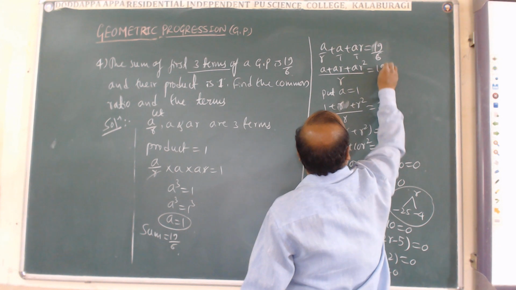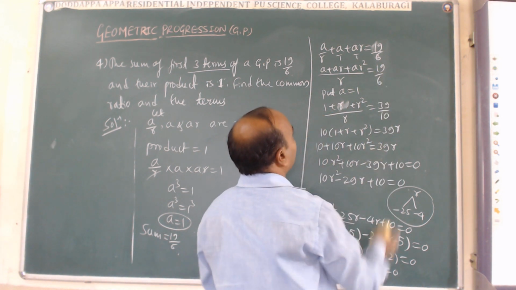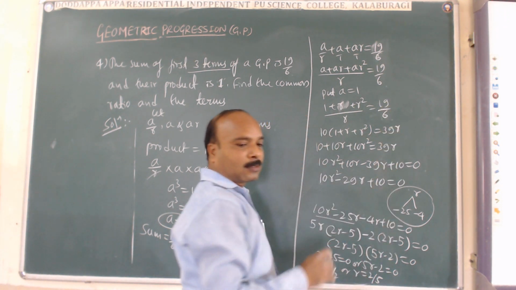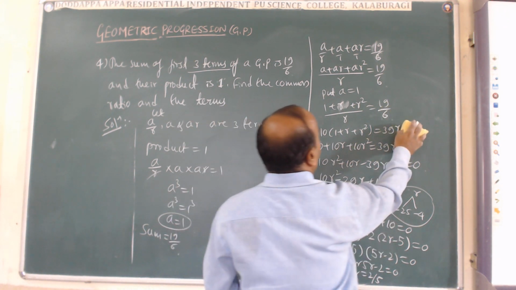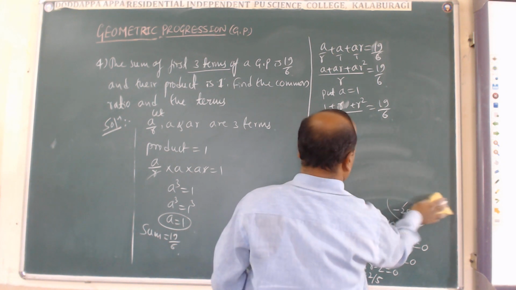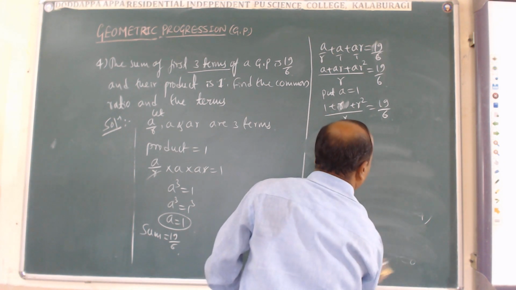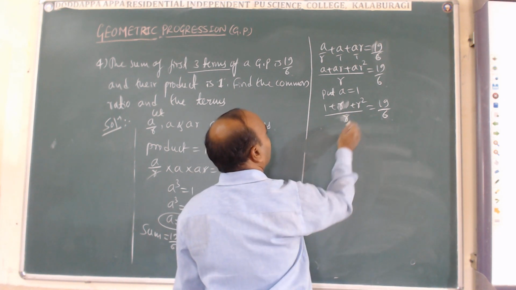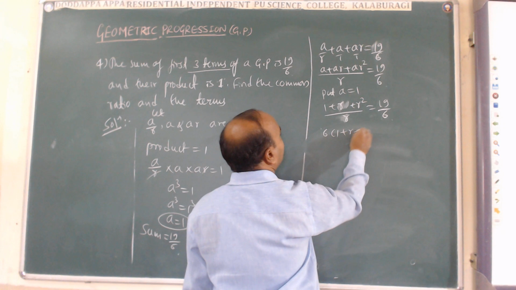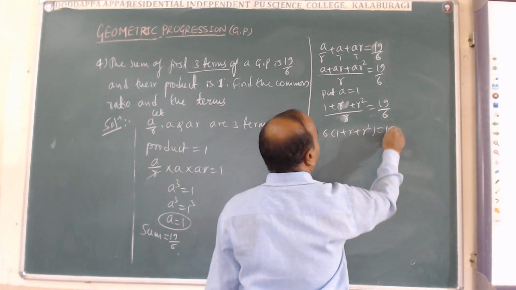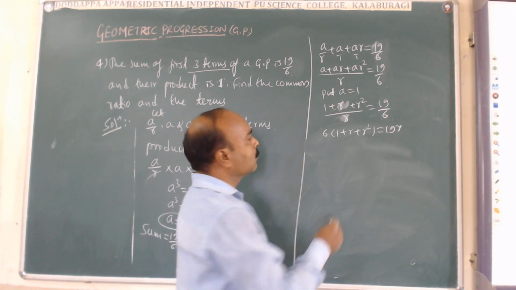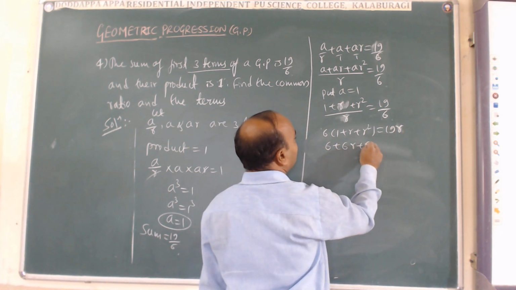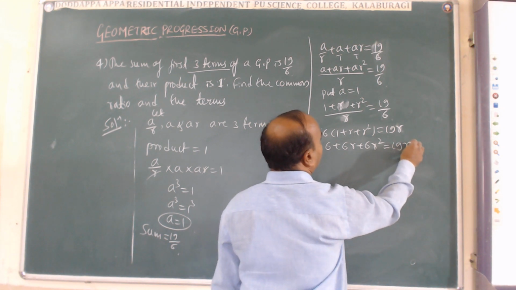So it is 19 by 6. Put a value as 1. We get 1 by r plus 1 plus r equal to 19 by 6. Again by cross multiplication we get 6 times of 1 plus r plus r square equals 19r. Now we simplify: 6 plus 6r plus 6r square equal to 19r.